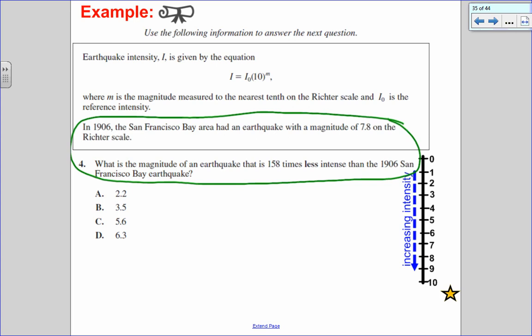So in 1906, the San Francisco Bay Area had an earthquake that measured a magnitude of 7.8 on the Richter scale.